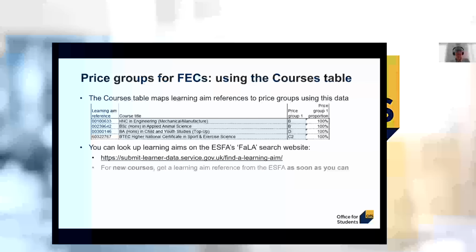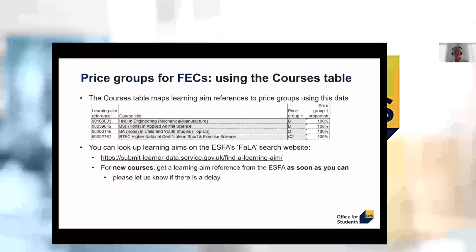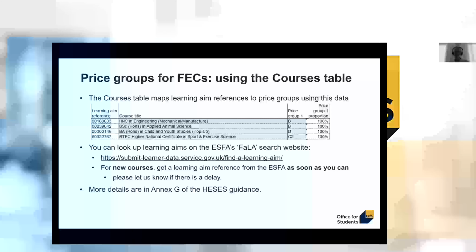For new courses, please do make sure that you get a learning aim reference from the ESFA as soon as you can, and please let us know if there's going to be a delay on that. Now, to reiterate, I'm just introducing these ideas for further education colleges here, and we will explore them more in the next webinar, but there is more than allocating years of engagement to price groups using HECOS codes in Annex G of the HESES guidance. So I'd recommend that you have a look at that.